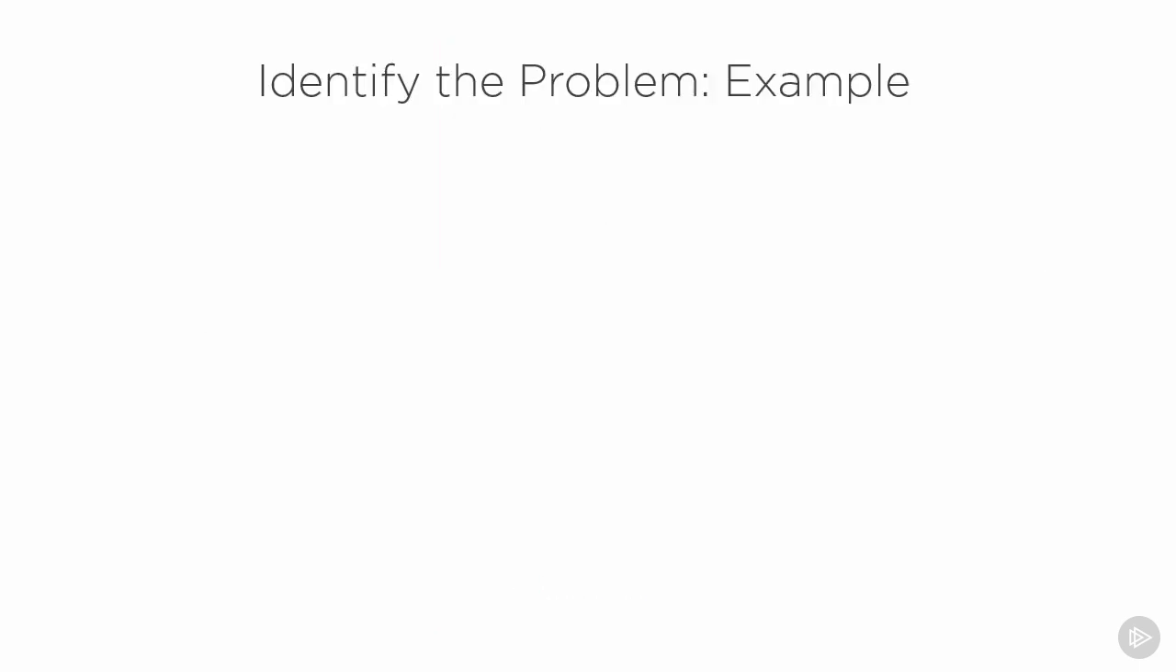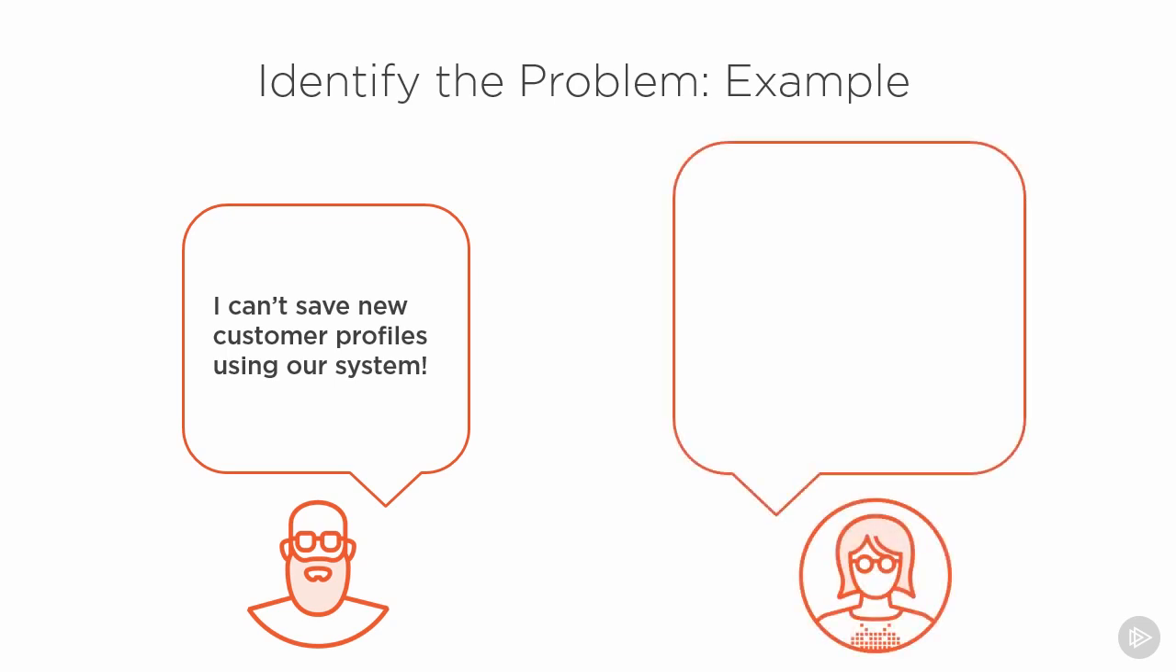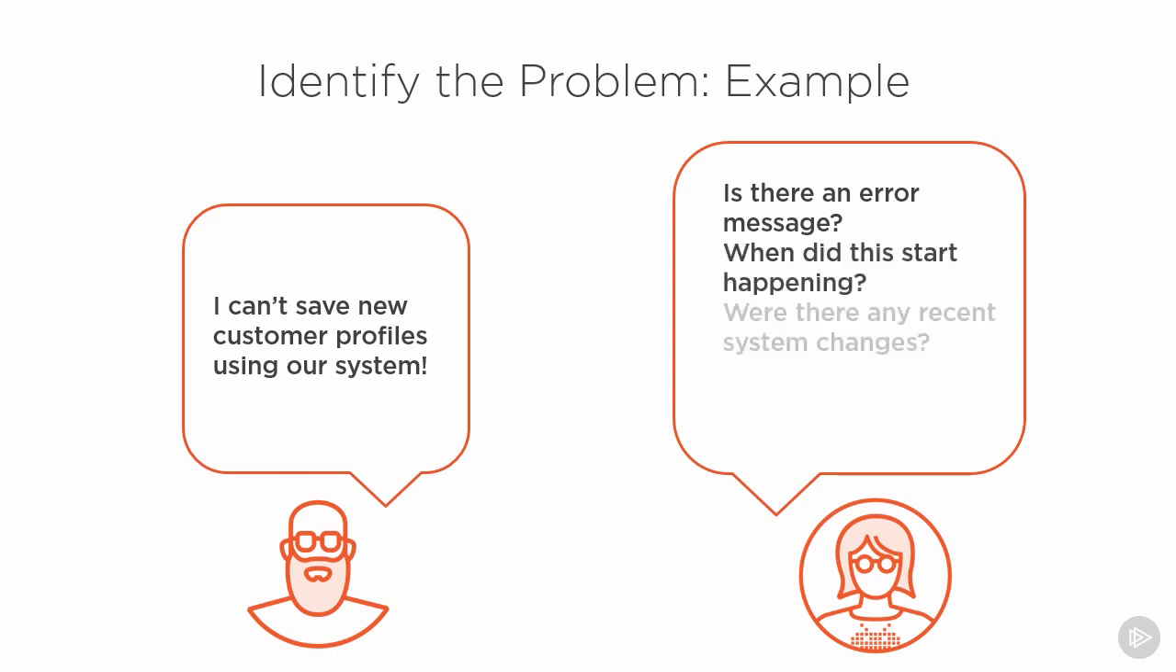So as an example, imagine the problem is that a user can't save new customer profiles using a custom system. So the next thing we'd have to wonder is, okay, well, first things first, is there any kind of an error message related to not being able to save those customer profiles? Or when did this start happening? Were there any recent system changes of any kind? Do other apps work beyond our customer profile system?